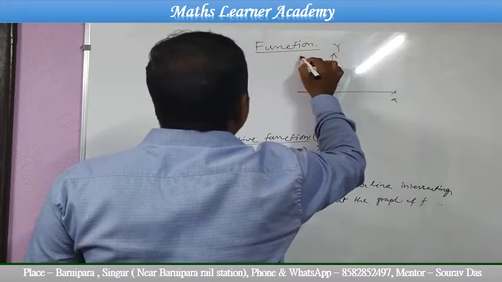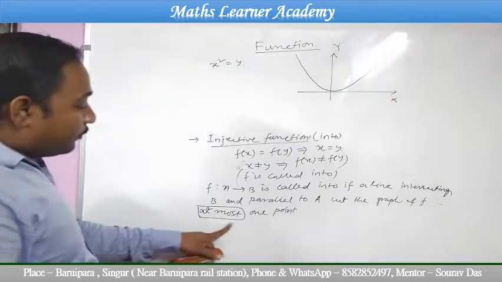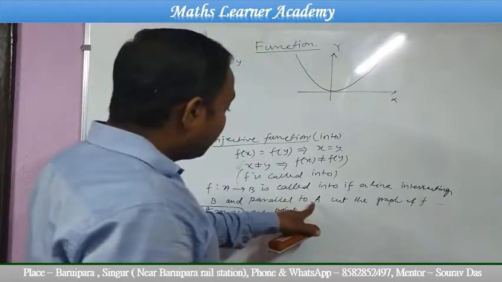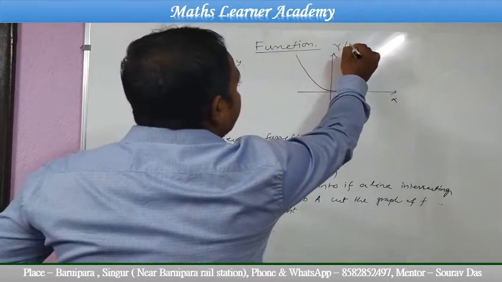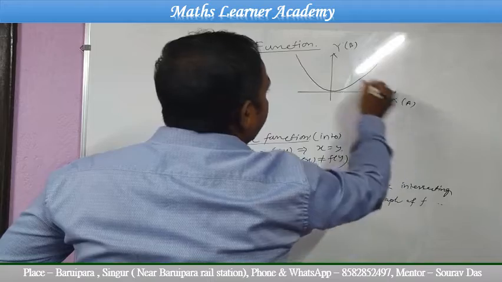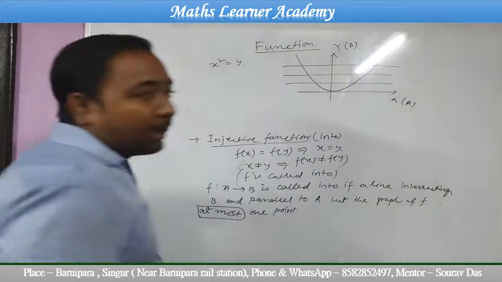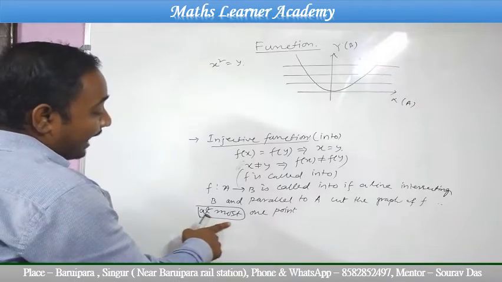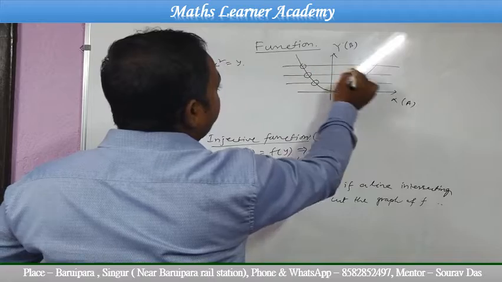X, y. So this is x square equals y, meaning the graph looks like this. At most one point, the line intersecting B and parallel to A. So this is our B, and this is our A. The line intersecting B and parallel to A must intersect at most one point, but here it will intersect two points.